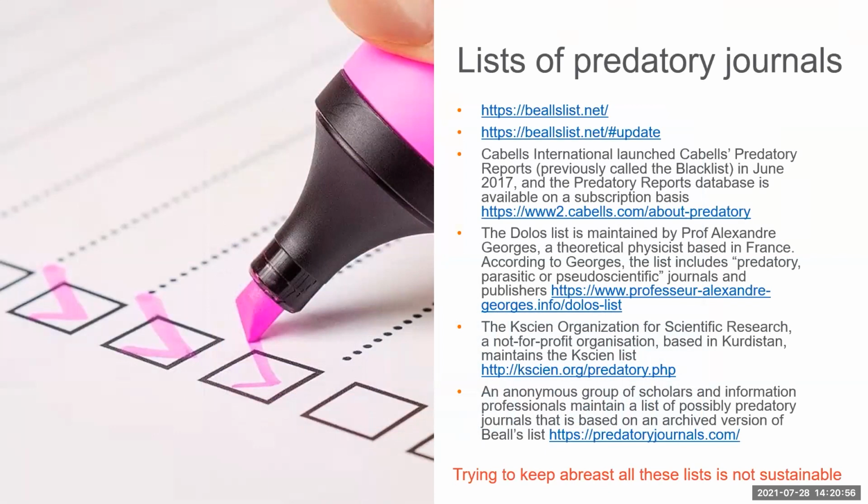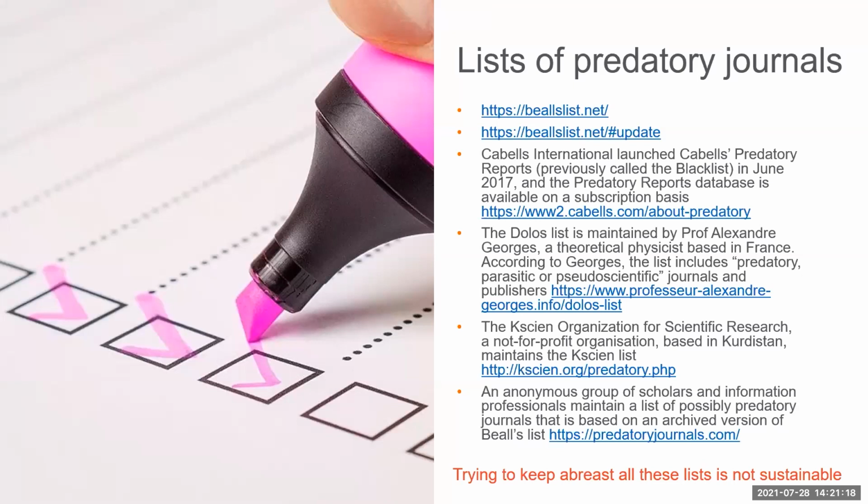There's Cabell's, which is a subscription-based list where mostly libraries subscribe to the list, and they do research on journals, and they make the list available for researchers to check against this list whether a journal is predatory or might be predatory. Then there are other lists like the Dolos list.